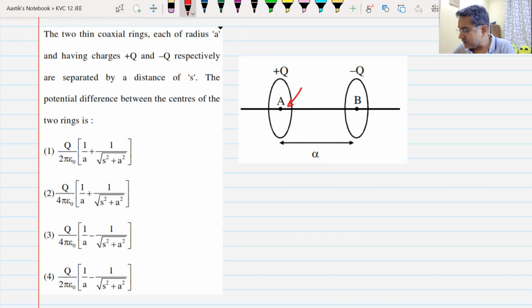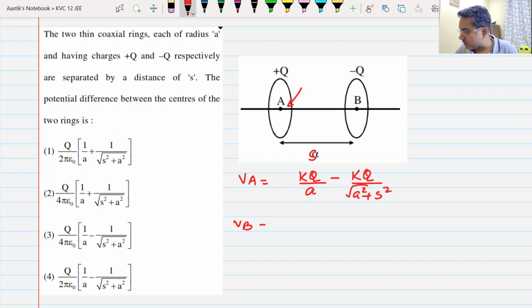You find the potential of point A. How do you find the potential of point A? It is KQ by A, the potential due to the first ring, minus KQ upon under root of A square plus S square. The distance is given as S. This is the potential of point A.